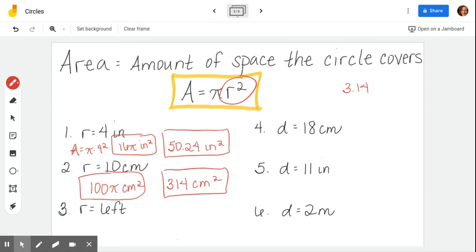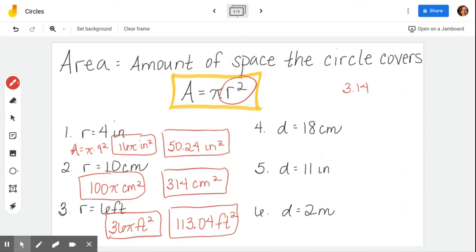Number 3, take your radius and square it. Take it times itself. 6 times itself is 36. So in terms of pi, this would be 36 pi feet squared. To actually multiply it out, 36 times 3.14, I get 113.04. And again, this is feet squared.